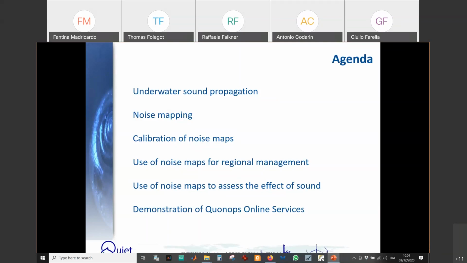And then 2 kinds of cases on how to use the noise map for regional management. That's based on what has been done in the BIAS project. Give an overview of what has been done and how it has been used. And another test case, which is the use of noise maps to assess the effect of sounds on marine life. This is work we've done on seals that I think is interesting.